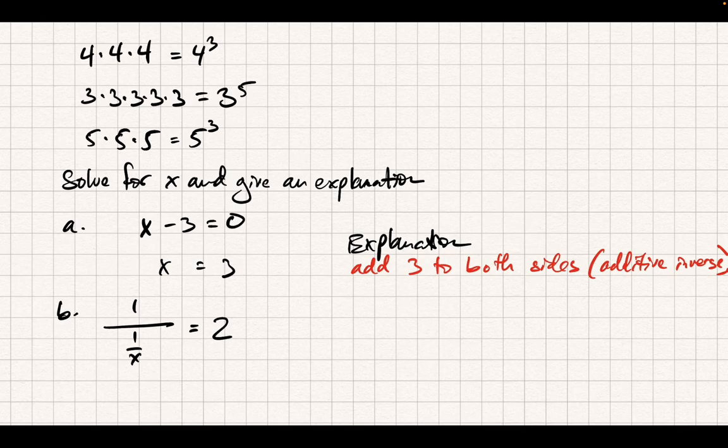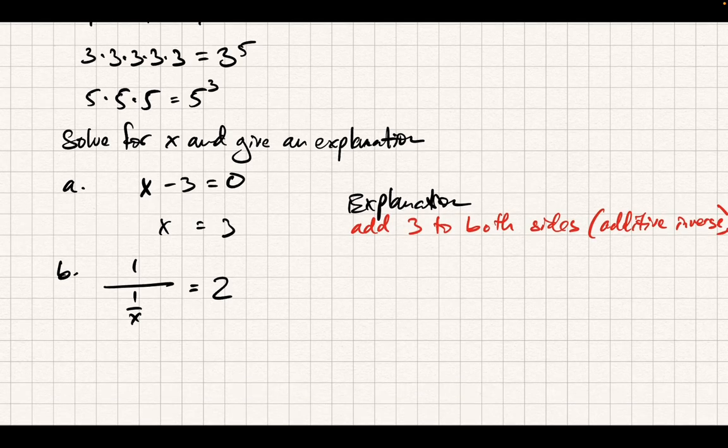Please stop talking, Eric. 1 equals 2 into 1 over x. We get it that way. That's 2 over x. Then x equals 2.